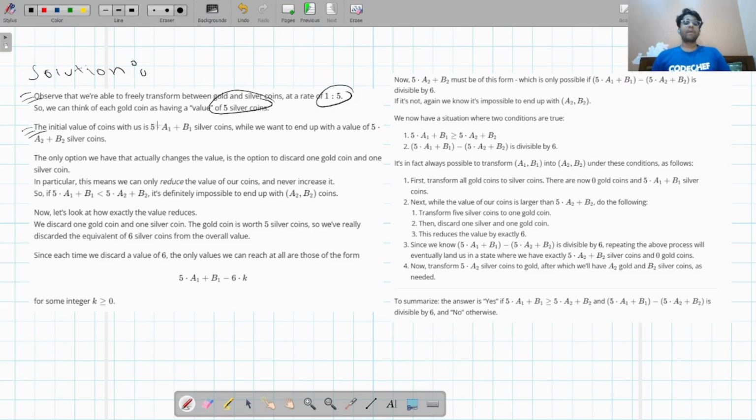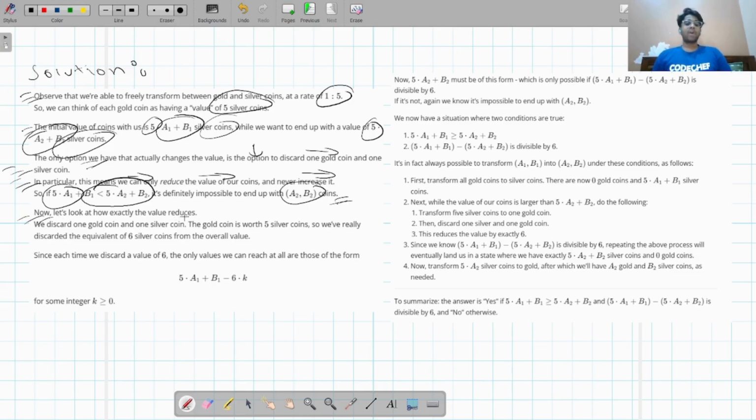The initial value of coins with us is 5 * A1 + B1 silver coins, while we want to end up with a value of 5 * A2 + B2 silver coins. The only option that actually changes the value is the option to discard one gold coin and one silver coin. In particular, this means we can only reduce the value of the coins and never increase it. So if 5 * A1 + B1 is less than 5 * A2 + B2, it's definitely impossible to end up with A2, B2 coins, right?